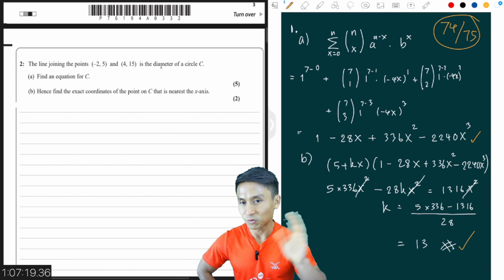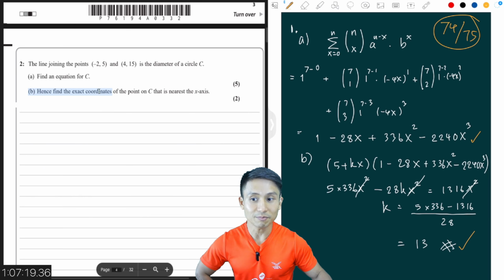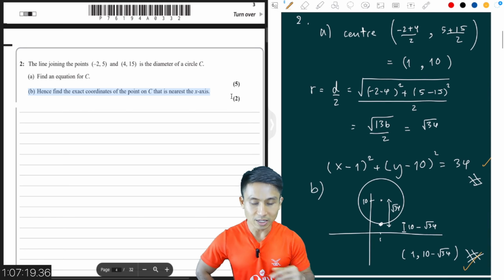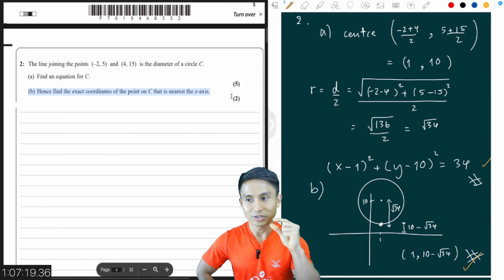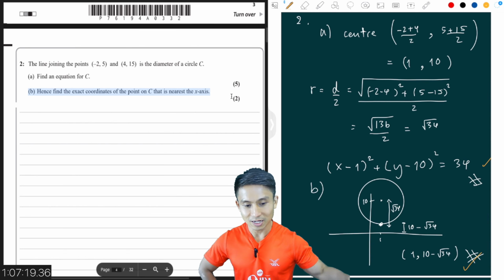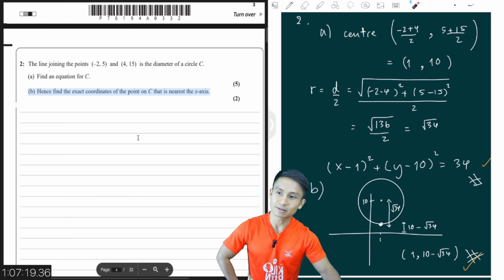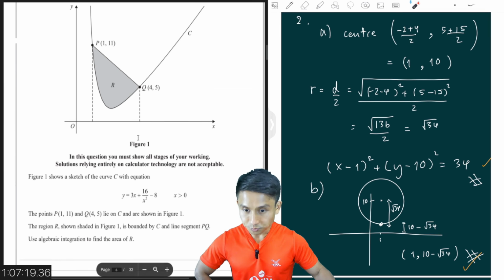So number 2, you need to know that when they give you 2 points like this, and they've done this many times, they ask you the equation of the circle, and part B might be tricky if you don't visualize. So for question 2B, you need to visualize and know what to find. It's just that little distance from the lowest point of the circle to the x-axis. So that might be the tricky bit that you need to be careful with.